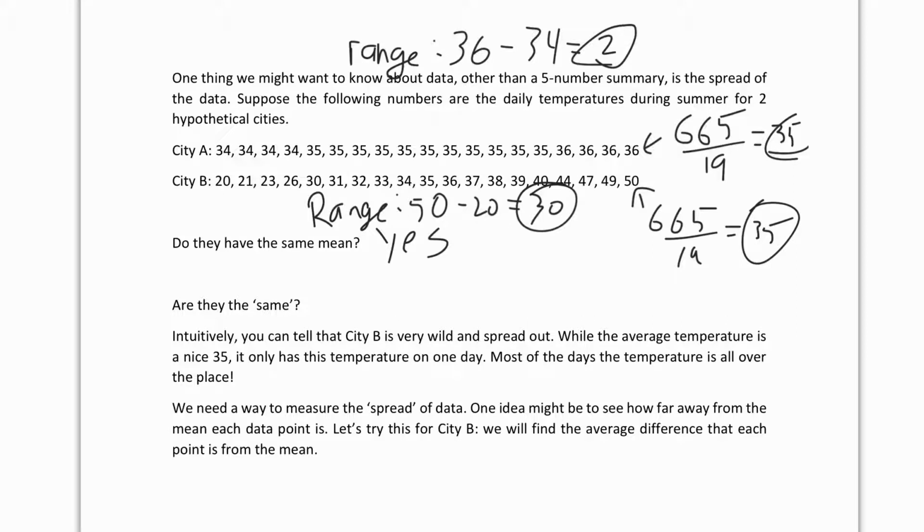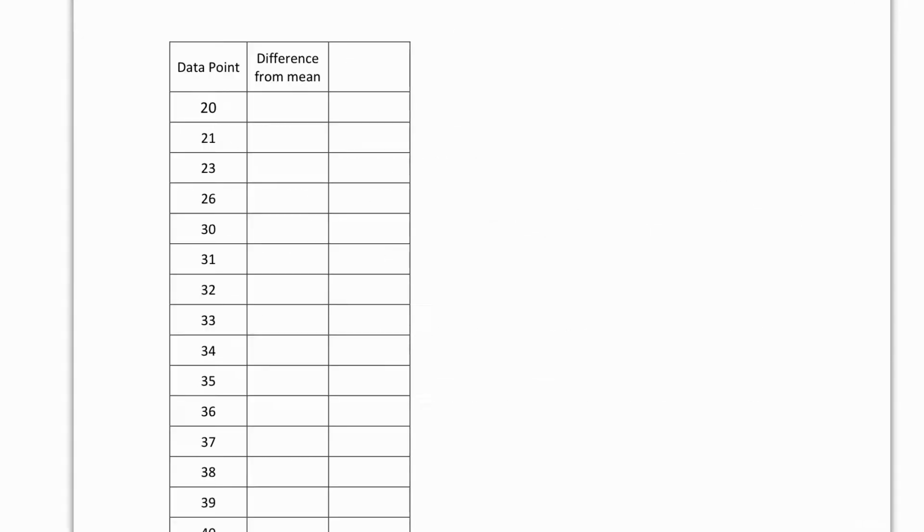One thing we could try to do is find the average difference that each point is from the mean. The average difference. Well, what would that look like? Let's go ahead and take the data points. And remember, our mean is 35. So let's look at the difference from the mean.